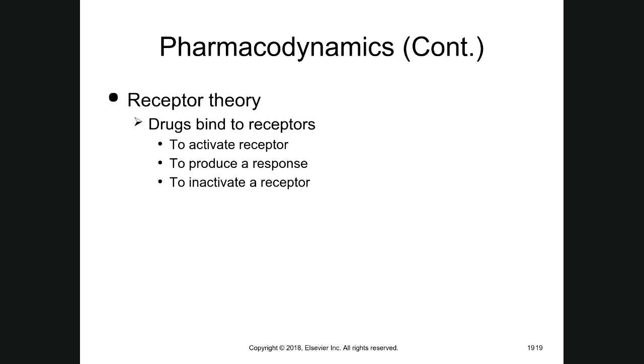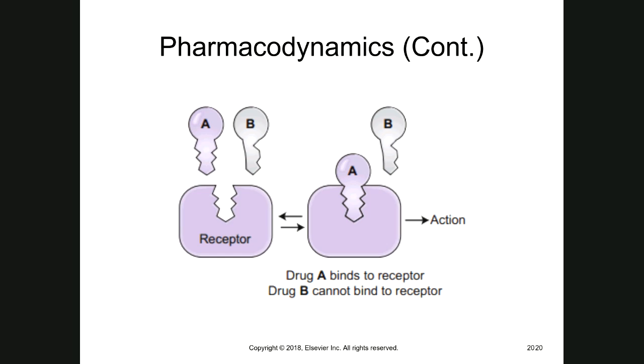Mechanisms: now the drug looks basically like a key. Drug A binds a receptor, and then drug B cannot bind to that receptor. The drug action includes stimulation, depression, irritation, replacement, cytotoxic action, antimicrobial action, modification of immune status.